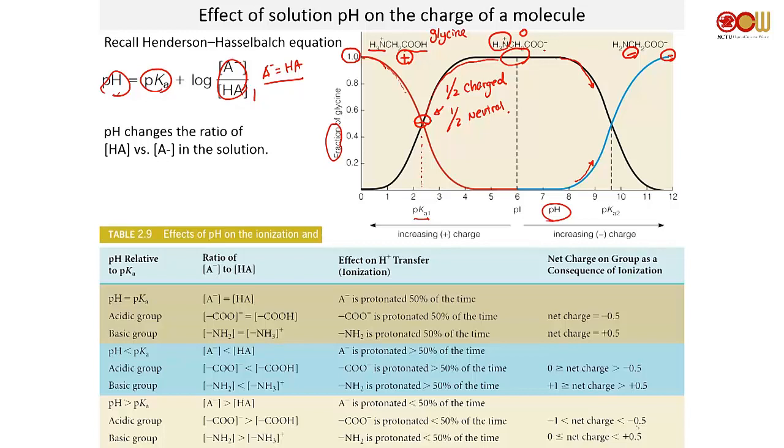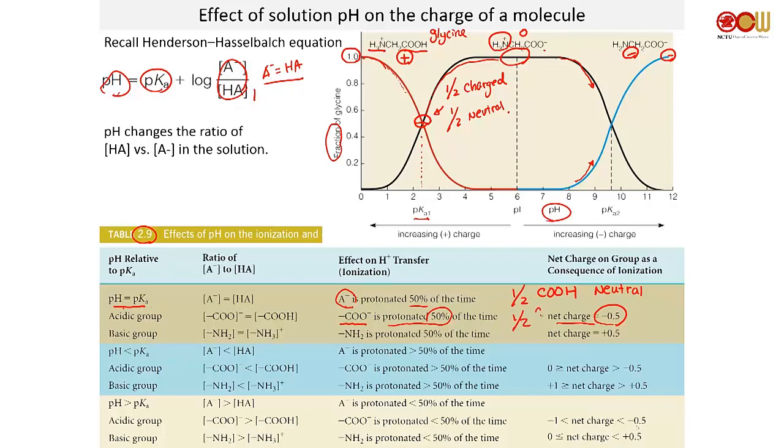It's pretty simple, okay? Now, in your textbook, in table 2.9, it tells you a little bit about what happens when pH is equal to pKa. So if pH is equal to pKa, then your A minus is protonated 50% of the time, right? So what does that mean for your two species? For the COO minus, it's protonated 50% of the time. That gives you a net charge of minus 0.5, right? Because you have half being COOH, which is neutral.